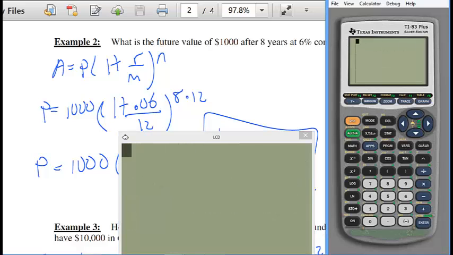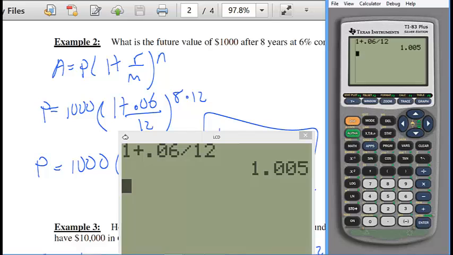Okay, so I'm going to again start with the inner piece, the 1 plus 0.06 divided by 12. And notice, I did not get it in there correctly. I'm using that pen I use in class, so sometimes it doesn't want to. I'm having to hit little buttons here. So 1 plus 0.06 divided by 12.